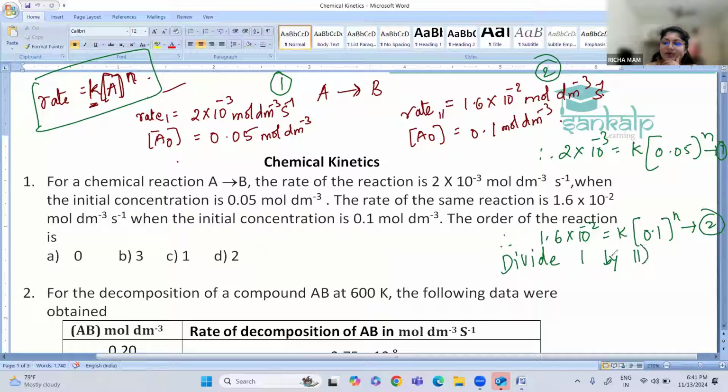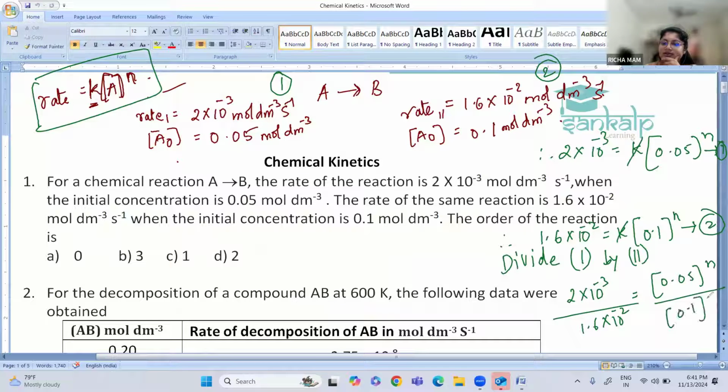So 1 by 2 means 2 into 10 raised to minus 3 divided by 1.6 into 10 raised to minus 2 is equal to, k cancels, so it will be 0.05 raised to n and 0.1 raised to n, right? So find out this. So this will be what? You have to cross multiply. Just see what you will get now.